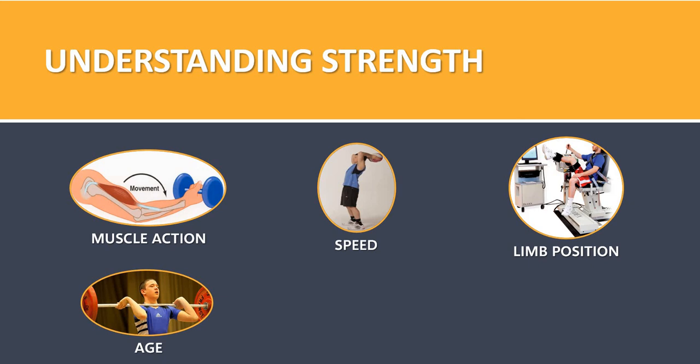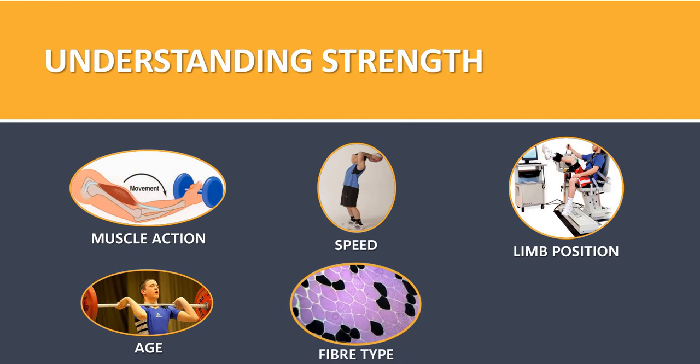Your age is obviously a big determinant of muscular strength. Your muscle fiber type composition. On the whole, in most people we have an average split of 50-50 between type 1 and type 2 muscle fibers, but those genetically gifted few will have a greater ratio of either type 1 or type 2. So Mo Farah, for example, is likely to have a greater ratio of type 1 muscle fibers in the body, whereas, let's say, Usain Bolt is more likely to have a greater ratio of type 2 fibers throughout his body.